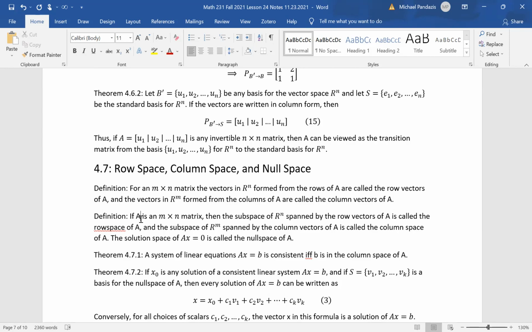Okay. Also, another definition: the solution space of AX equals 0. The set of all vectors X that satisfy the equation AX equals 0 is called the null space of A. So the solution space of AX equals 0 is called the null space. That's the definition of null space there. The definition of row space is here. And the definition of column space is here.